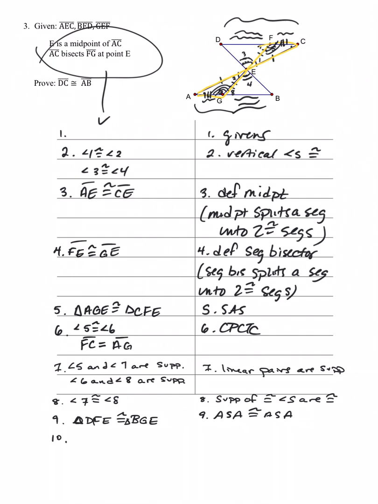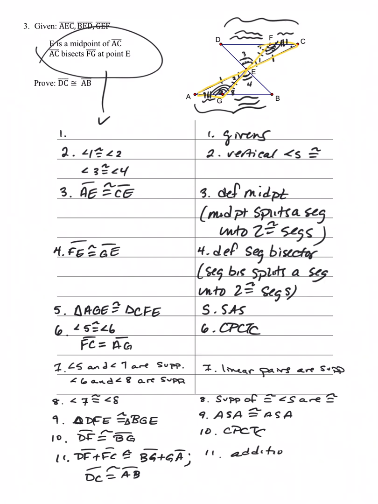Then we can use CPCTC to conclude that DF is congruent to BG. Then we'll use addition. So we have DF plus FC is congruent to BG plus GA, semicolon, and put the answers, DC, AB. I'm sure there's more than one way of doing this one. When they get longer, there usually tends to be different ways that you could do it.